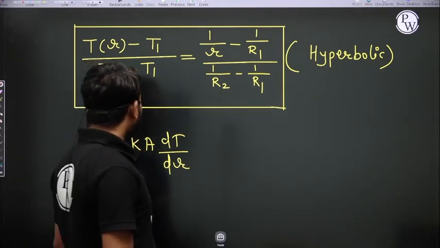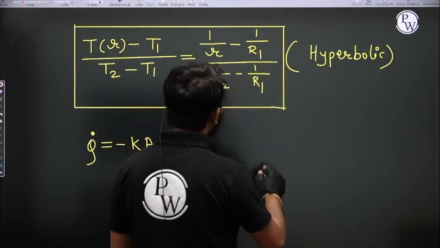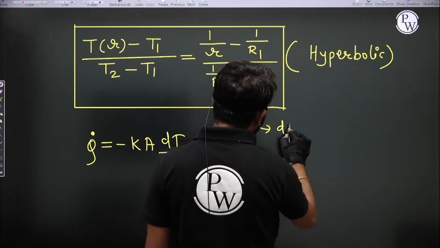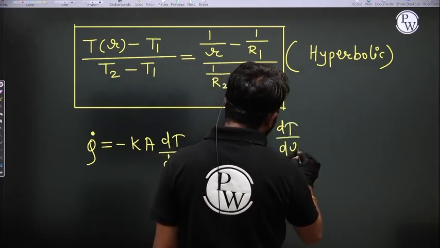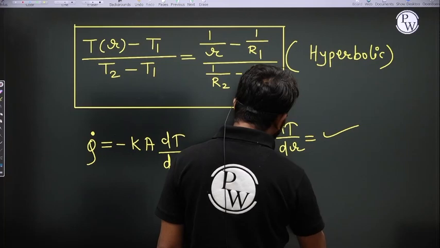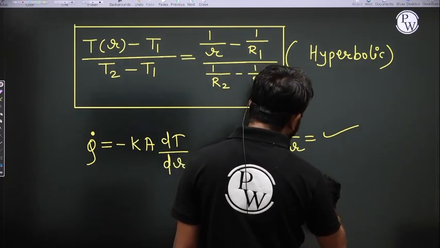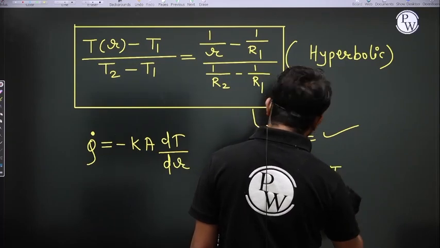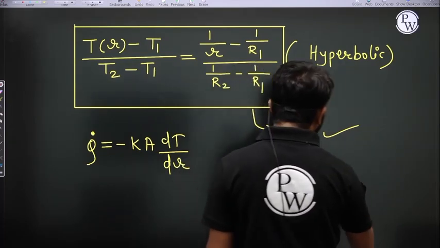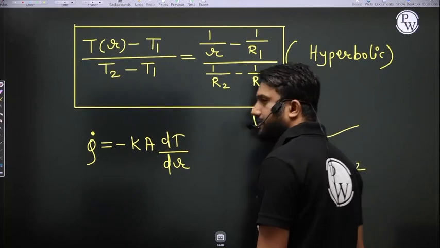So that is minus K A dT by dr. From here you can find out the dT by dr. And what is the area from where the conduction occurs? That is the surface area of the sphere, and that is 4 pi r square.